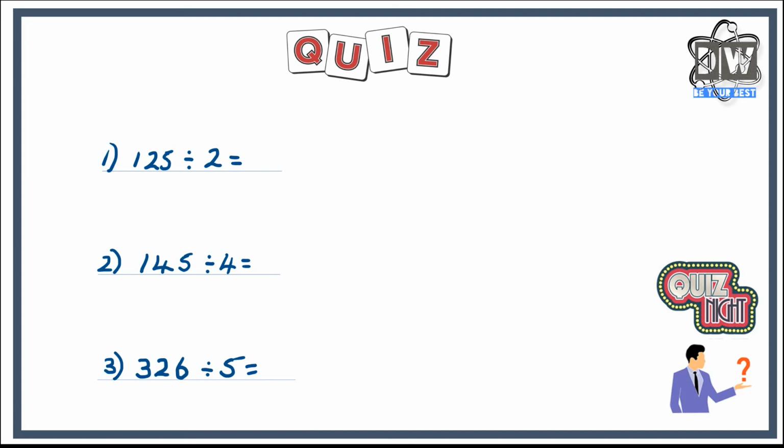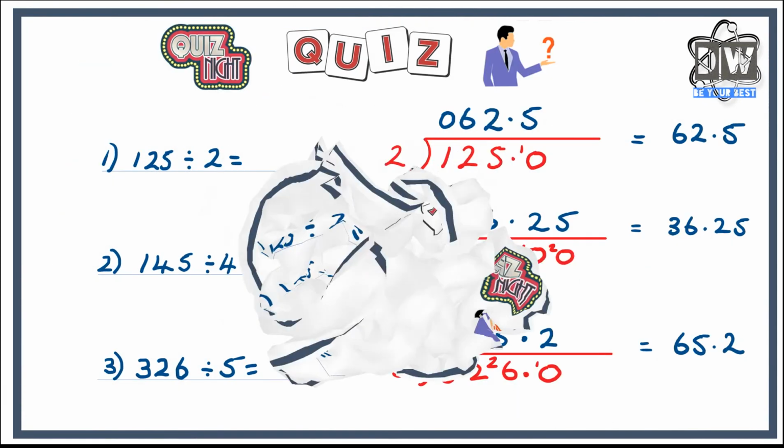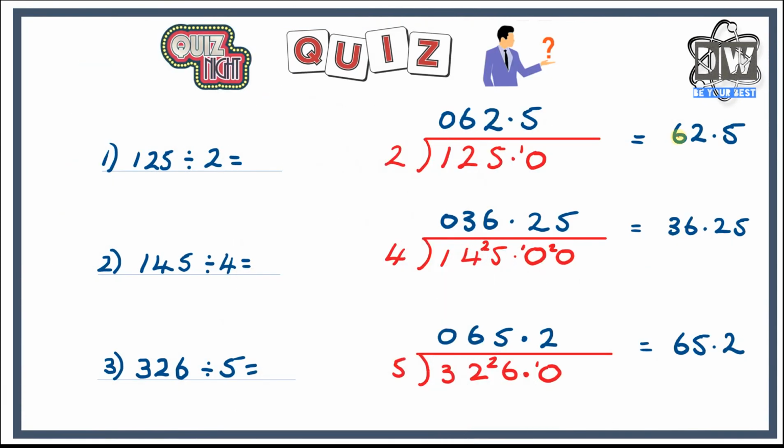Let's look at our answers now. So the first one, you can see I got 62.5. Then we got 36.25 and 65.2. You can see all my working there nice and clear. If you've made any mistakes, just go through and check where you went wrong. And as long as you understand where you went wrong, you're absolutely fine.